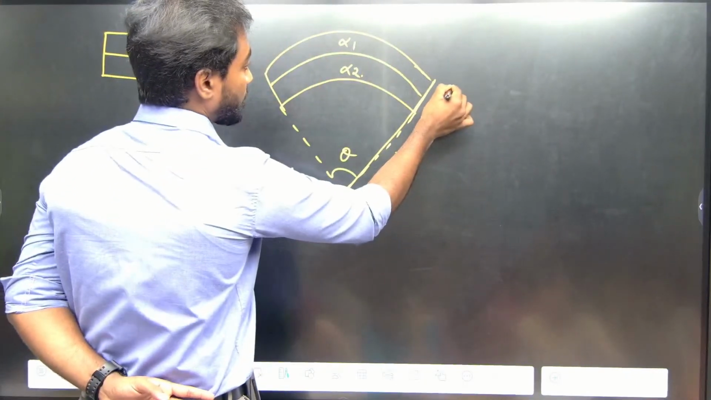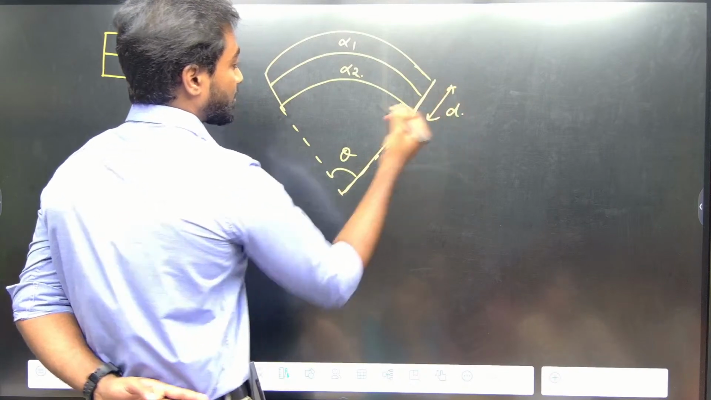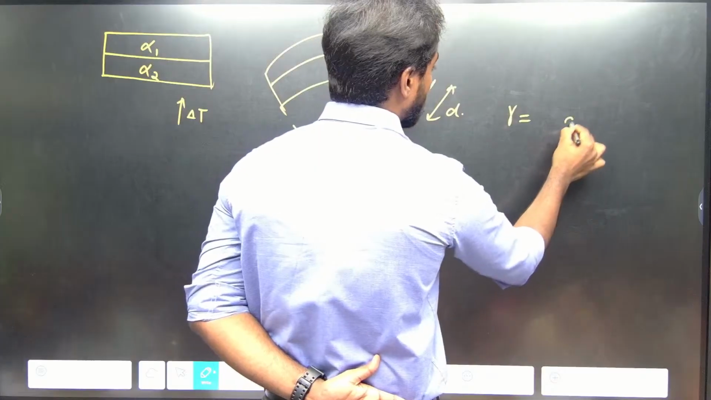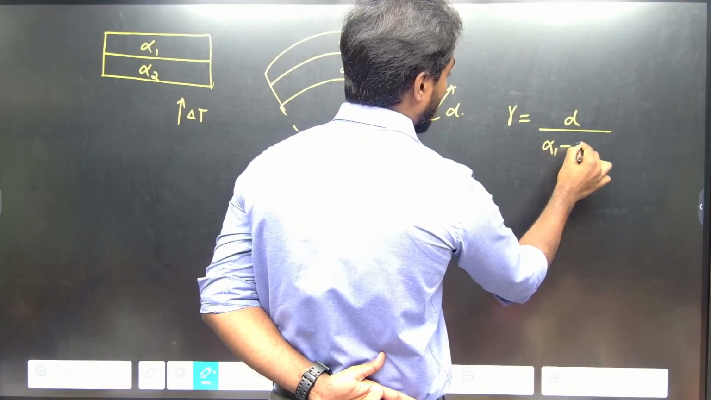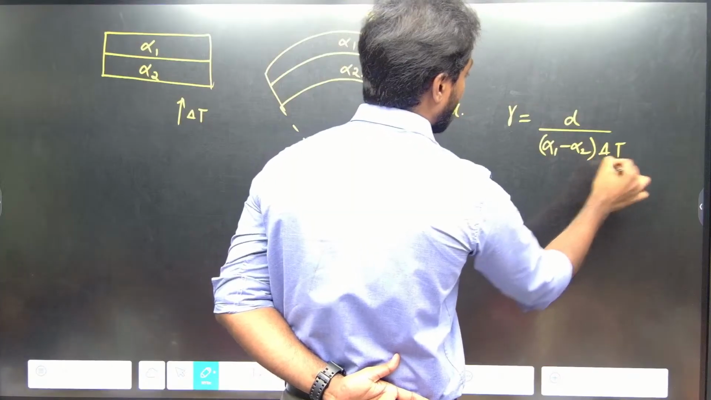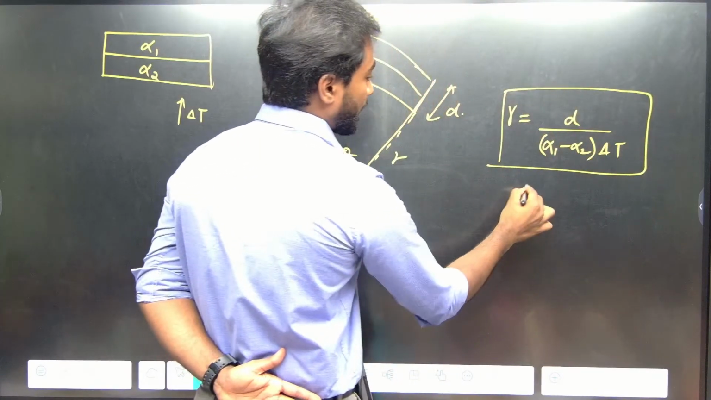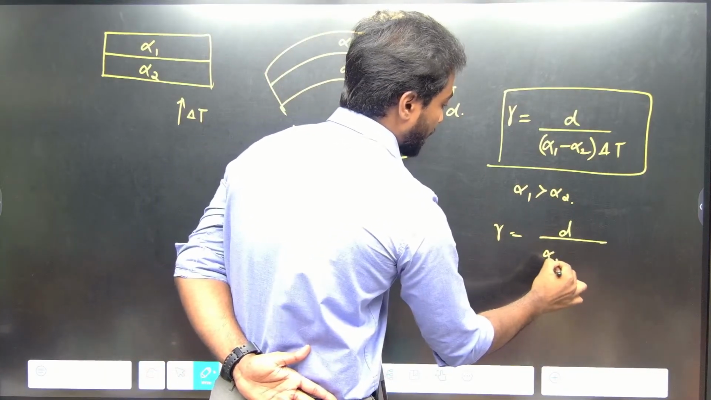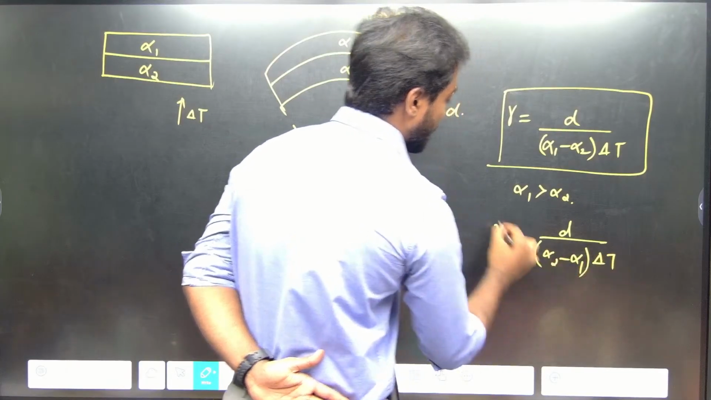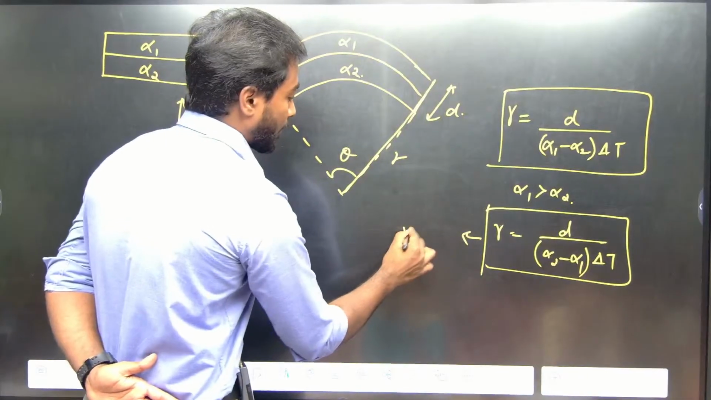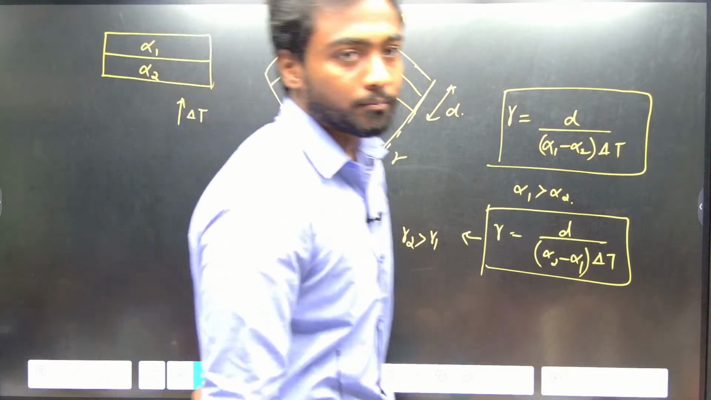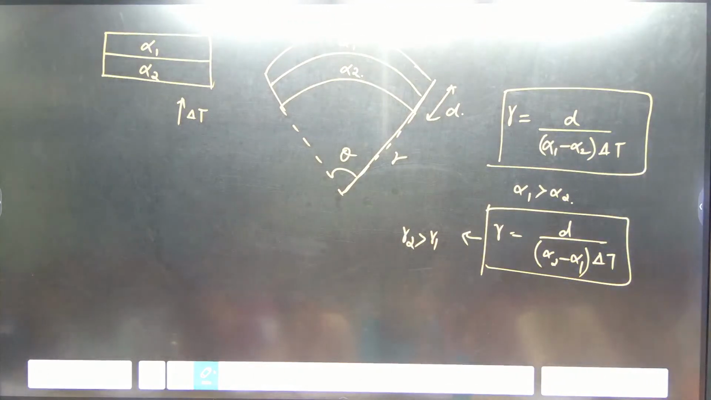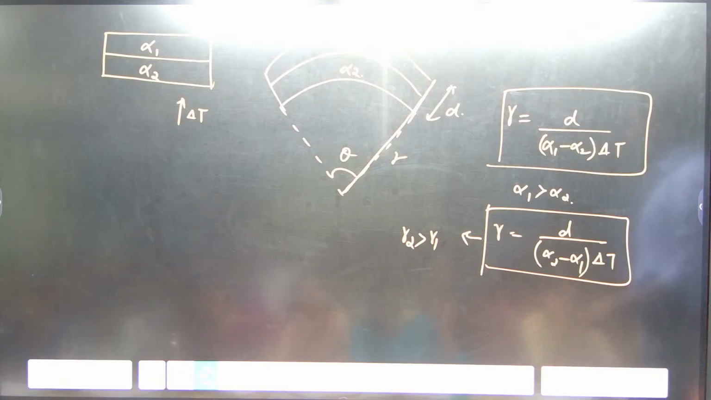So the formula is, this is my thickness D. So R will be equal to D by alpha 1 minus alpha 2 times delta T. This formula is used when alpha 1 is greater than alpha 2. R will be equal to D by alpha 2 minus alpha 1 times delta T. This formula is used when alpha 2 is greater than alpha 1. D is nothing but thickness and R is the radius of curvature.